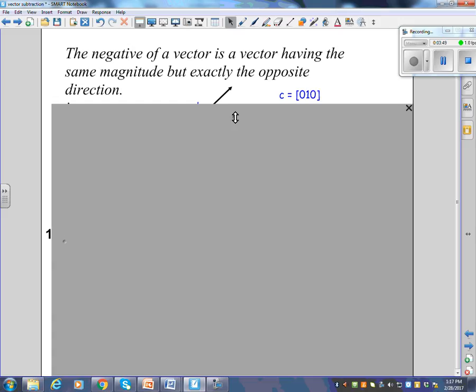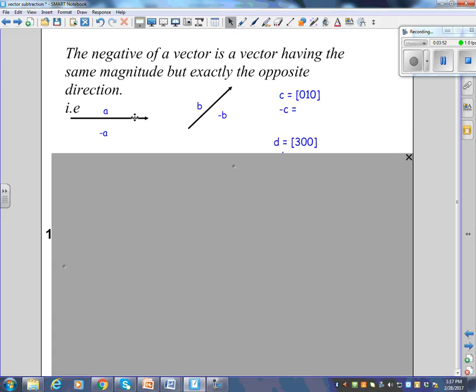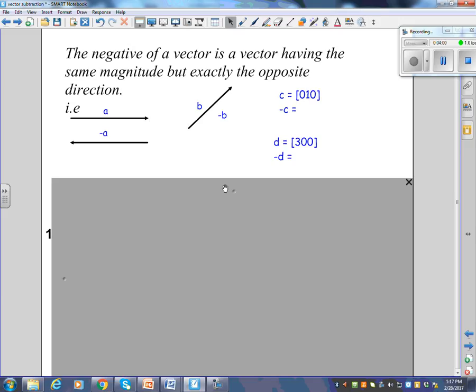Okay, so for example, if that's vector A to the right, it would be vector negative A going the other way, to the left. Pretty straightforward, right? If vector B is up and to the right, negative B is down and to the left. Would you say those lines are parallel? Yeah, parallel, exactly opposite direction, right?